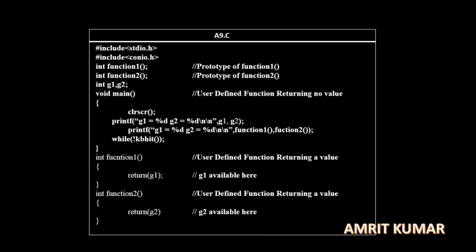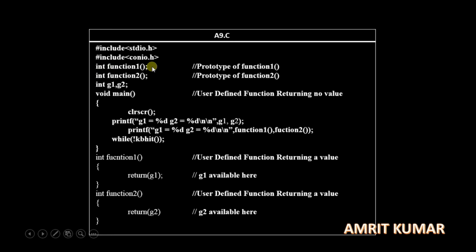So moving on to the next example, we are using the prototype of function f1 and the prototype of function f2, user defined functions returning values, and also a local variable and a global variable. So let's look at this example. We have used the stdio.h header file, we have used the funny.h header file. This is the header file which we need to declare here.